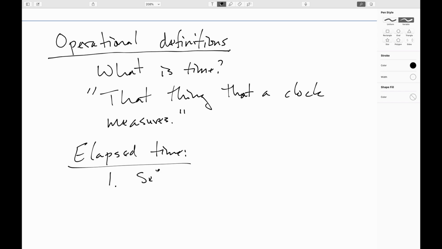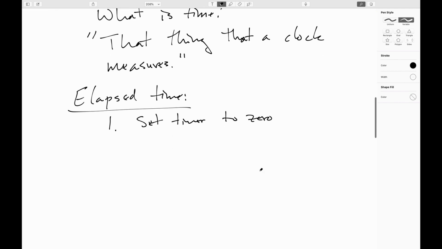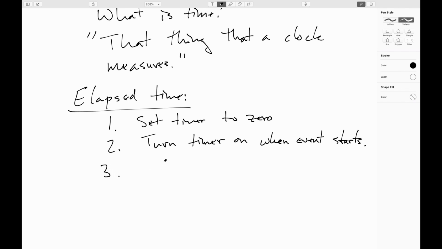Step 1, set timer to 0. Step 2, turn timer on when event starts. Step 3, turn the timer off when the event stops. And then step 4, read the value on the display.